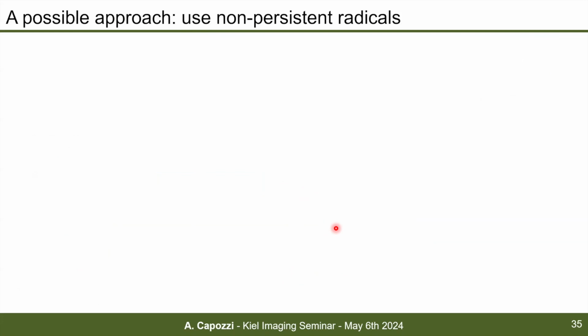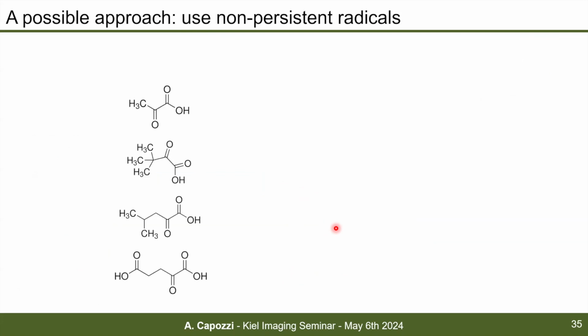So a solution is to use radicals that are non-persistent. So radicals that are there when we need them, when we want to transfer polarization from the electrons to the nuclei, and are not there when we want to extract the sample as a solid to be stored and travel far away. So during my PhD, I started investigating this family of molecules that are called alpha keto acids. The common feature is this diketone group here, and then you change the functional group here that will affect the appearance of the ESR spectrum.